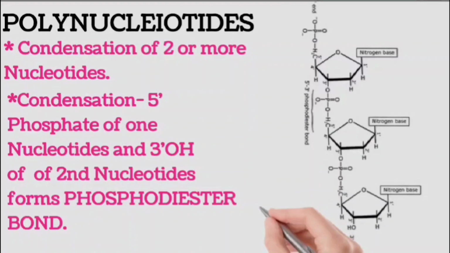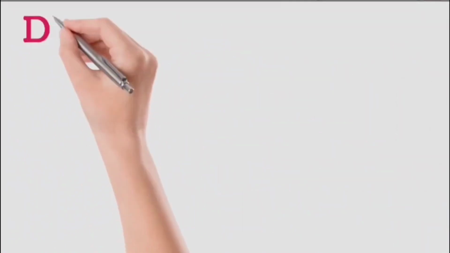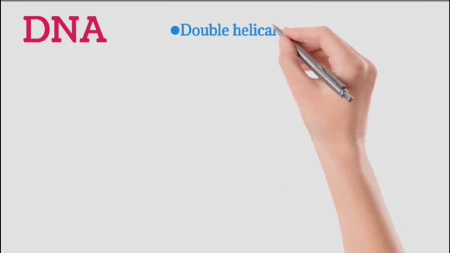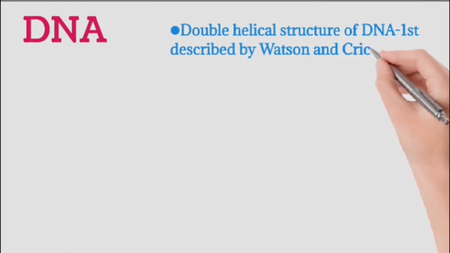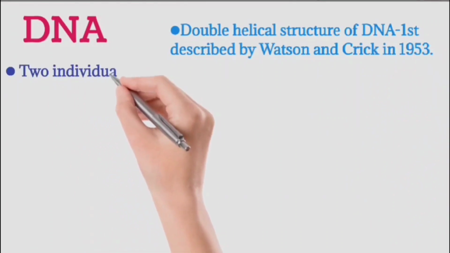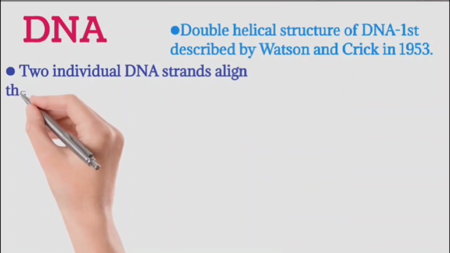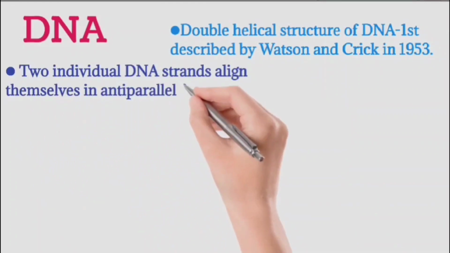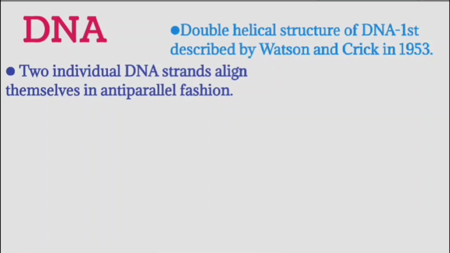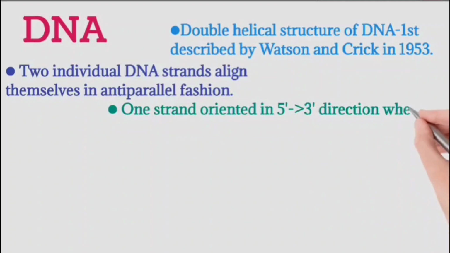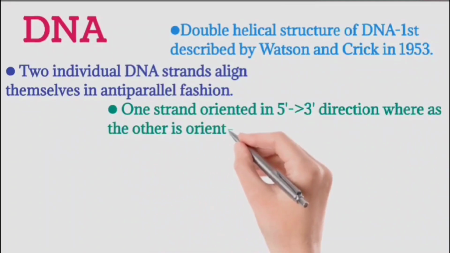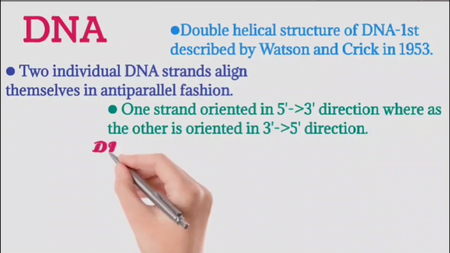5' phosphate of other nucleotide. Now the polynucleotide can form nucleic acid, which is of two types, DNA and RNA. The double helical structure of DNA described by Watson and Crick in 1953, in which two individual strands align in anti-parallel fashion. Now one strand in 5' to 3' manner, whereas the other in 3' to 5' direction.